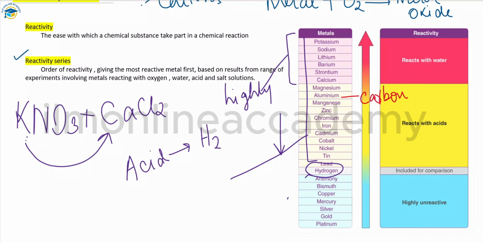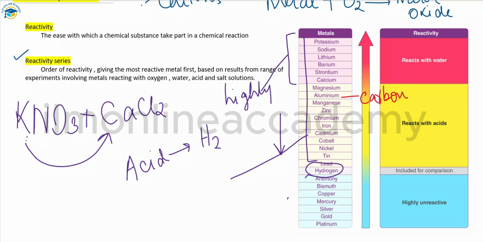So we can check which metals can be easily replaced with carbon and which cannot. The metals that are present above carbon cannot be replaced by it, but the metals that are present below carbon can easily be replaced. So we can reduce them with carbon. So this is about the reactivity series.